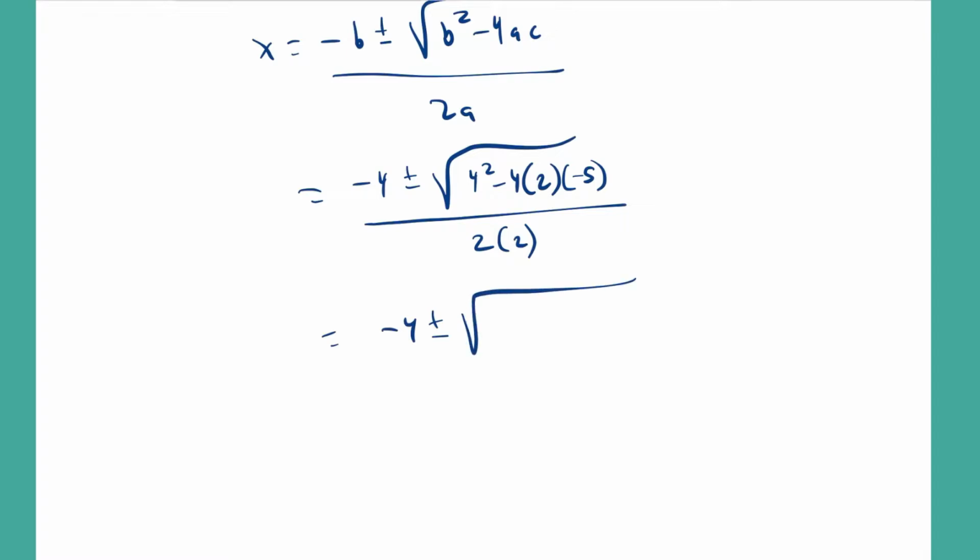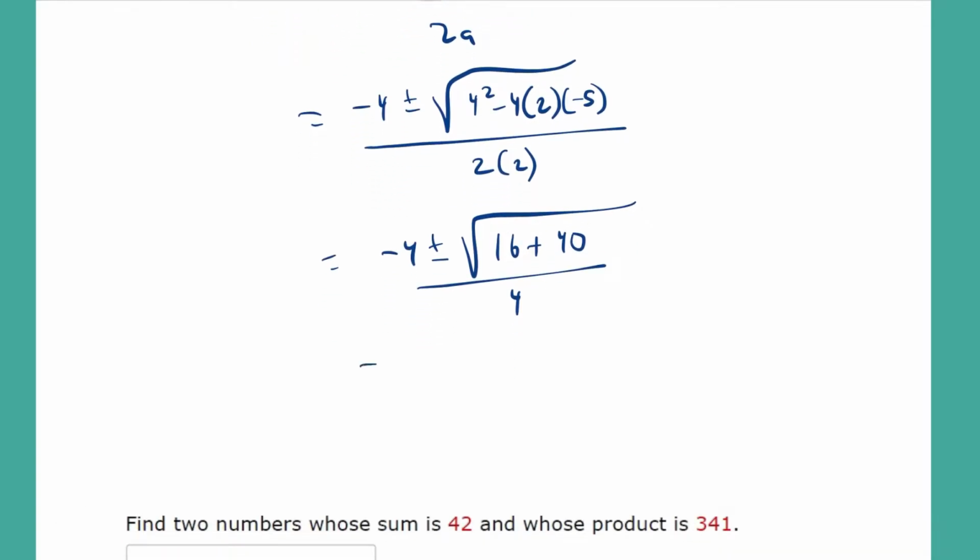Negative 4 plus or minus, that's going to be 16 plus. Notice I put plus because there's a double negative there. 4 times 5 is 20, times 2 is 40, over 4. So that's going to be negative 4 plus or minus the square root of 56, over 4. Square root of 56, can we simplify that? I think we can. There's a factor of 4 in there, so we can break that up into 4 times 14. And then the 4 becomes a 2 on the outside.